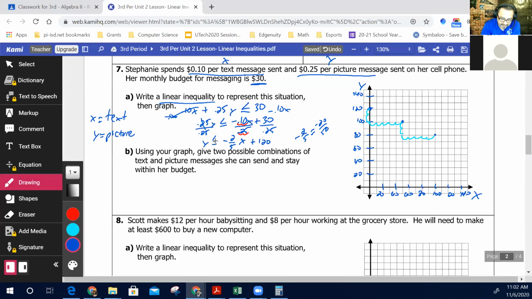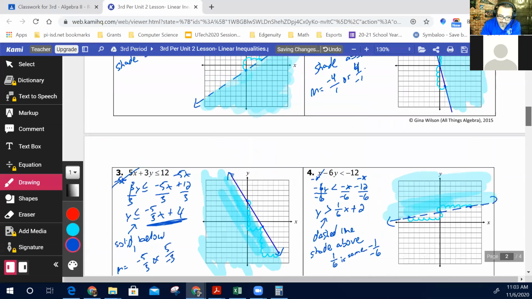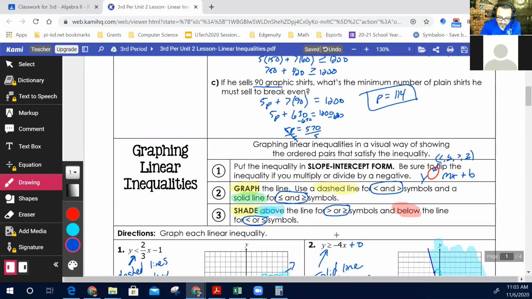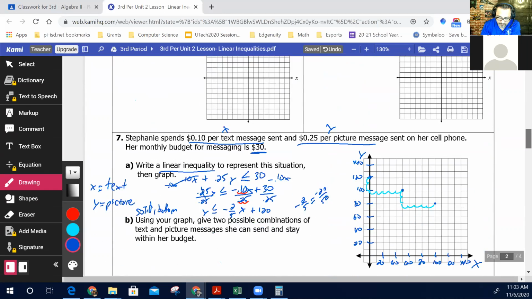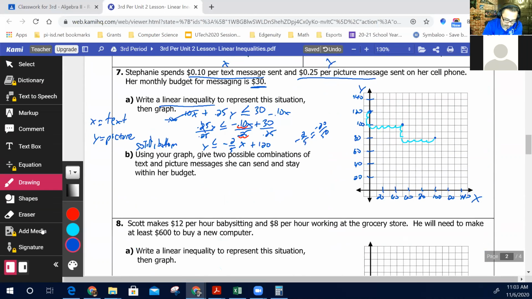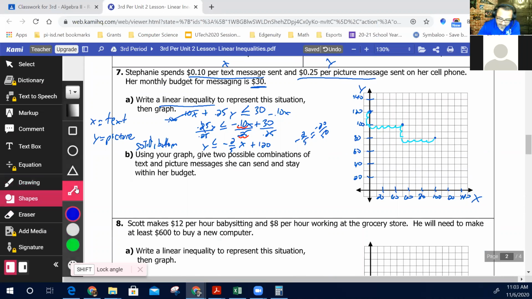But look, less than or equal to. I have an equals. That tells me that it's going to be solid. What about the area that I'm going to shade? Well, it says less than or equal to. So that's going to be the bottom. Okay, all I'm doing, I'm referencing our process. Okay, so let's draw. So a solid line because it is solid. So I'm going to go from here through these 2 points.